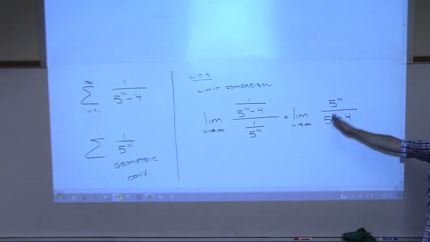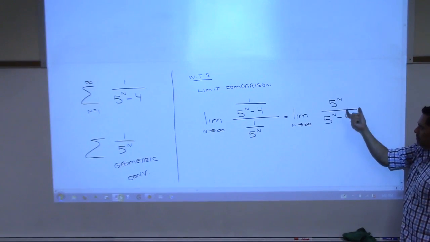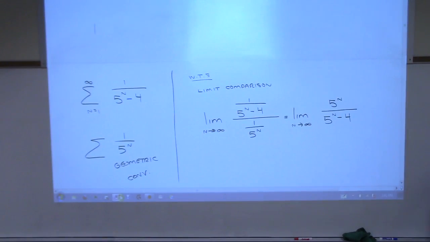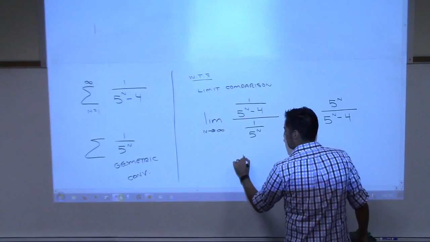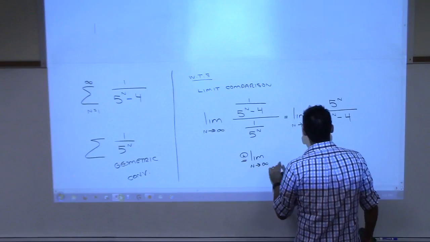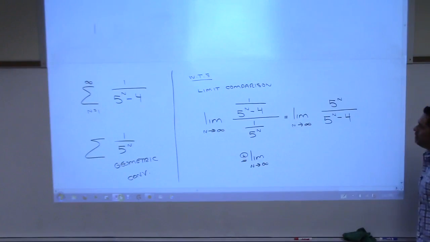And I cannot split this into two fractions, right? Because there's 2 on the bottom, 1 on the top. But L'Hopital, right? I've got infinity over infinity. So this equals by L'Hopital's rule. Isn't L'Hopital's rule awesome? Okay, what is the derivative of the top? Uh-oh. What's the derivative of a general exponential function?